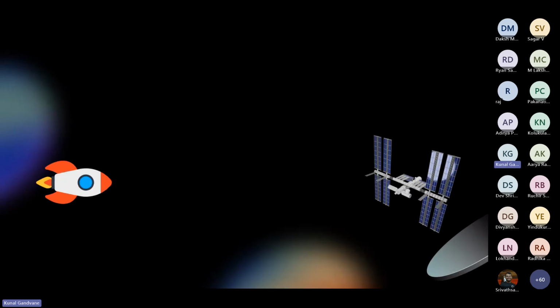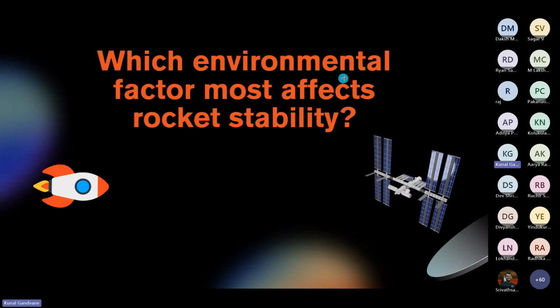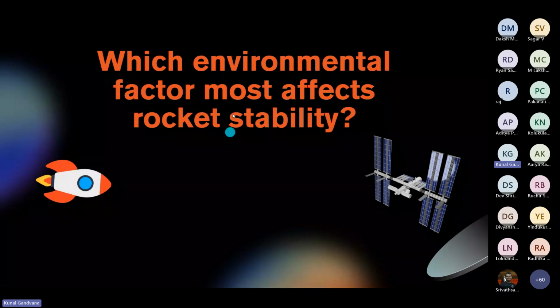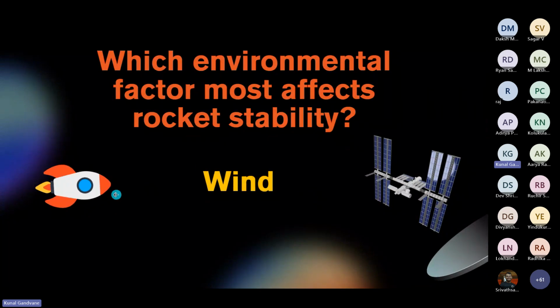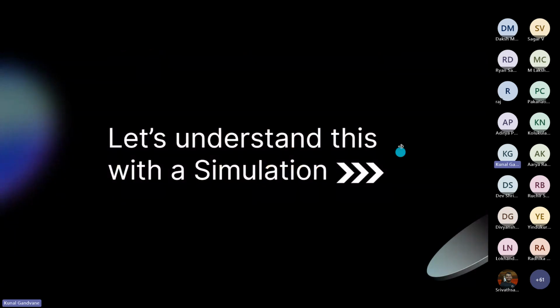Let's say this is your rocket and you have to go to the International Space Station. There are a lot of problems which you face. I have to ask one question again. Which environmental factor most affects rocket stability? There are many factors, but I'm asking about environmental factors. Can anyone guess? Actually, the answer is wind. Wind causes a lot of trouble in the rocket stabilization problem. Yes, wind and atmosphere, you are correct. That's where the PID controller comes in and helps us stabilize our rocket. I will show you how it does this using a simulation.